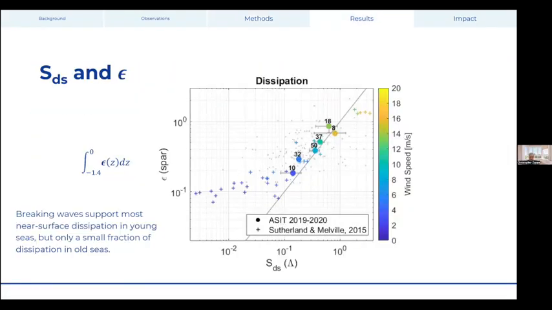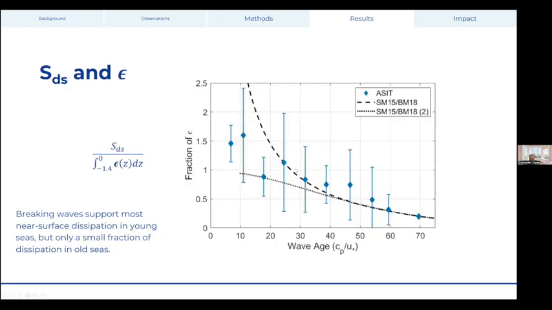This is what I was just showing earlier, we can look at the dissipation from the waves. That's what SDIS is. And we can look at the energy from just in the ocean. And you see that they align really well, except down here. These are previous data sets. And we're showing that we actually see a nice linear relationship.